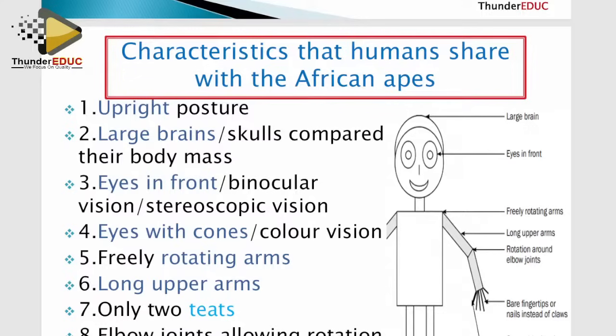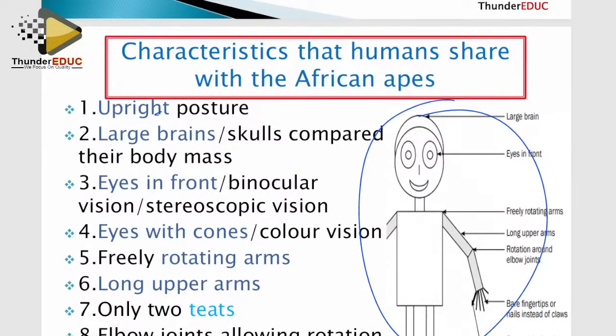This one I'm not going to delay a lot, because here they're saying upright posture. Don't even stress about this. Just look at yourself. The eyes are in front. I have my opposable thumb. I have nails instead of claws. I have free rotating arms. So you talk about yourself in the paper.